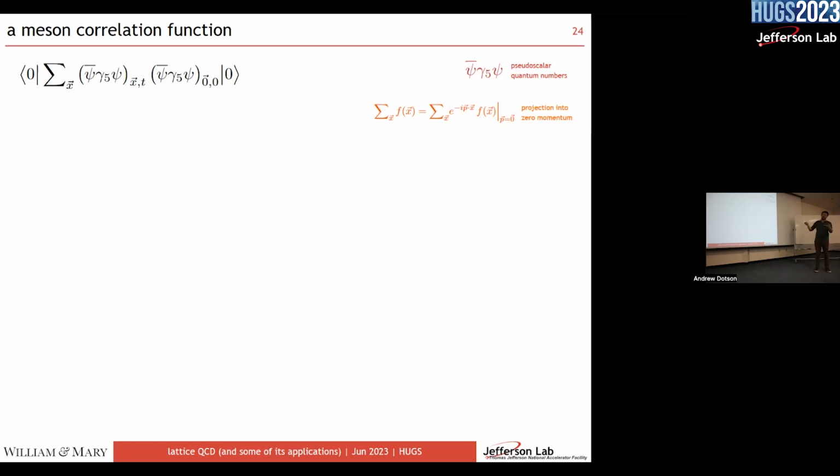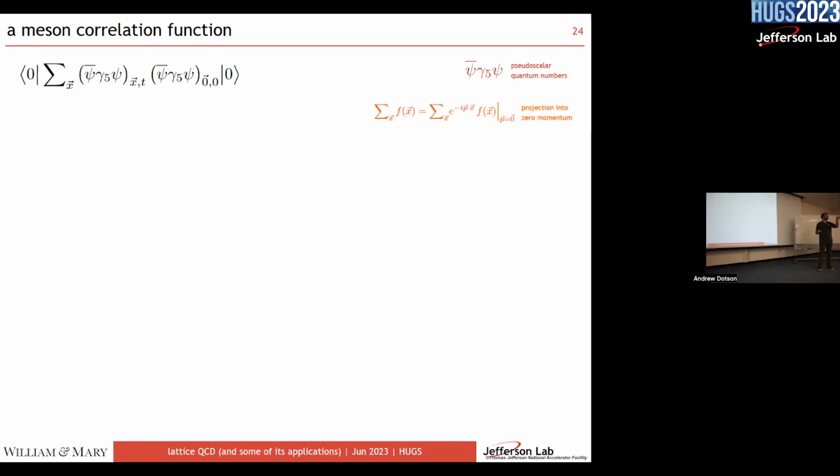If you know the rotational properties of these fields, you can prove this. And all I'm doing is correlating this operator at one particular space-time point, which I'm calling the origin, with the same operator at every other space-time point on the lattice. But I'm choosing to sum over space positions. And the reason I'm choosing to sum over space positions is that it projects me into 0, 3 momentum.